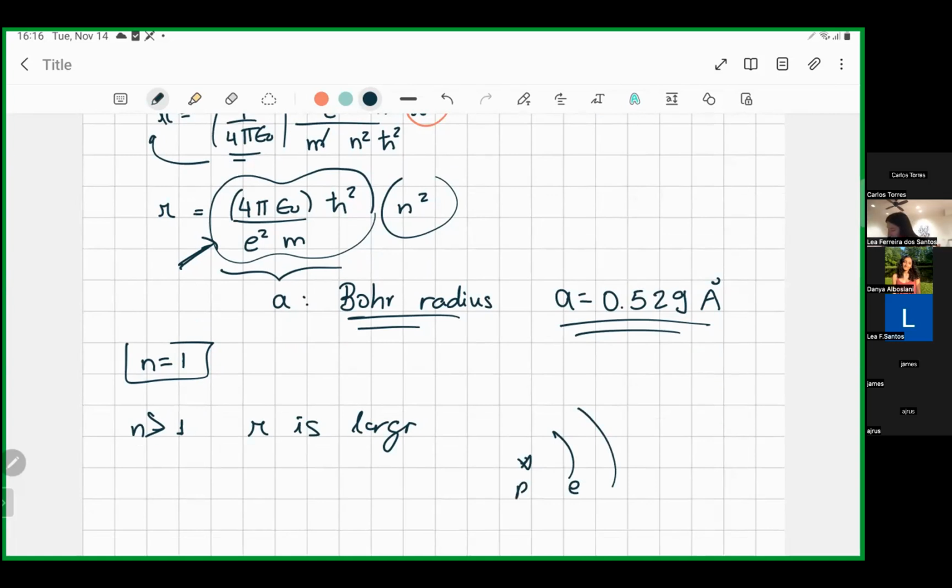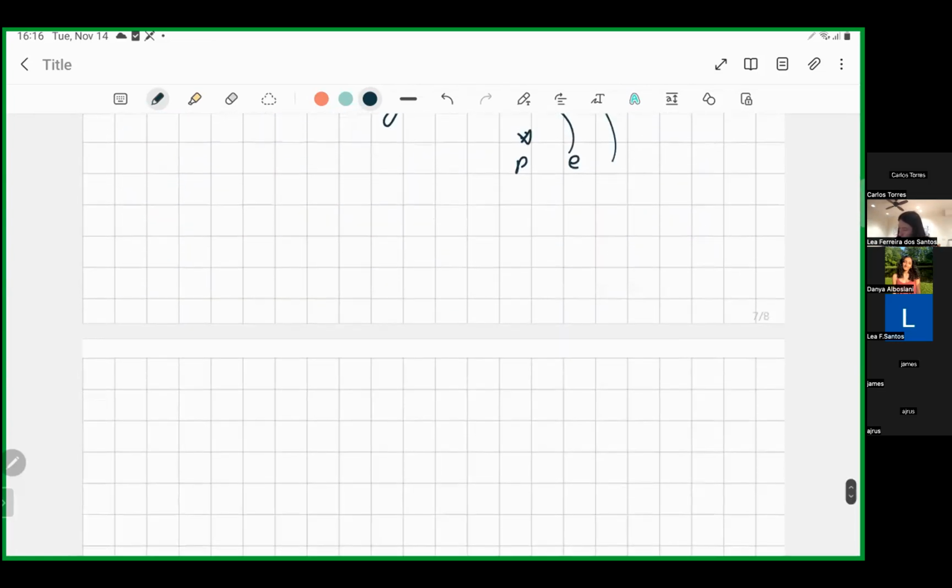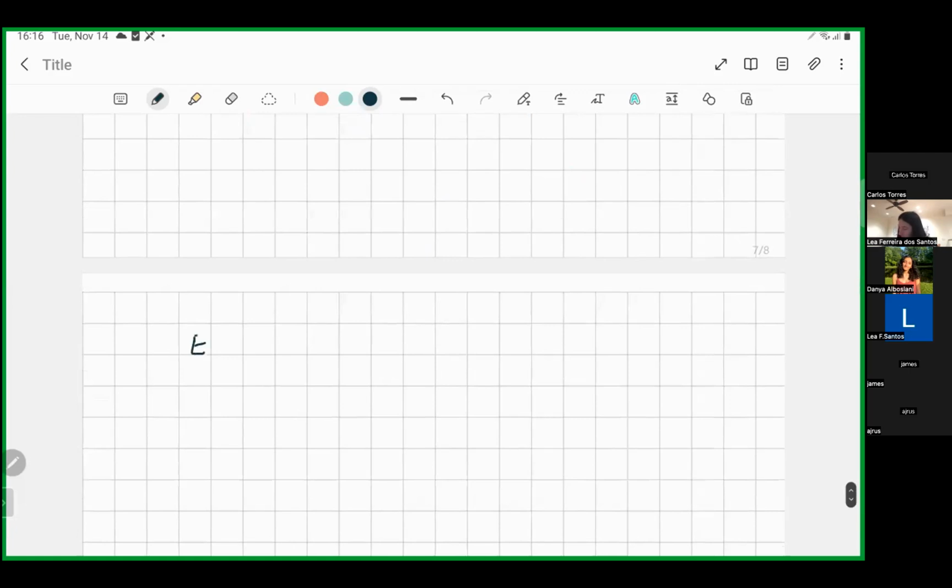Okay, what else are we going to do? Let's now think about the energy of this electron. The energy of this electron has the potential energy and the kinetic energy. So the kinetic energy is 1/2 of mv squared, and the potential energy is what we wrote in the beginning when we were talking about solving the hydrogen atom. So it's minus the constant e squared over r.